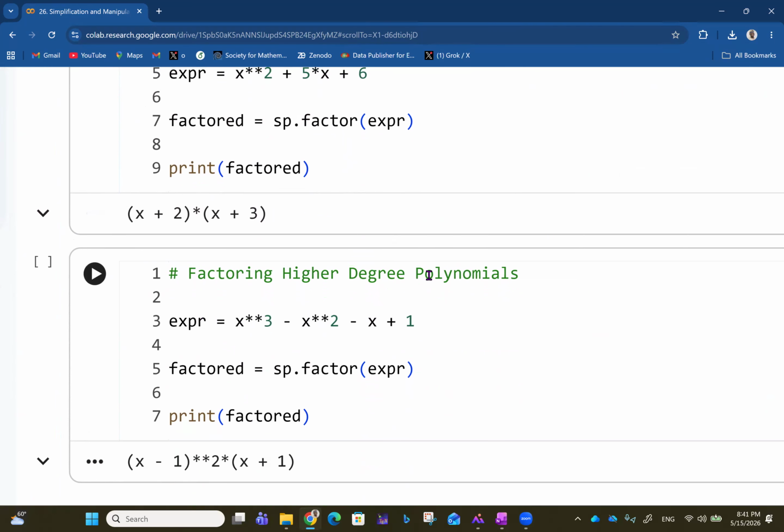And then factoring higher degree polynomials, you have x cubed minus x squared minus x plus 1. So, sp dot factor, you get x minus 1 squared into x plus 1 for that. So, have that like that.